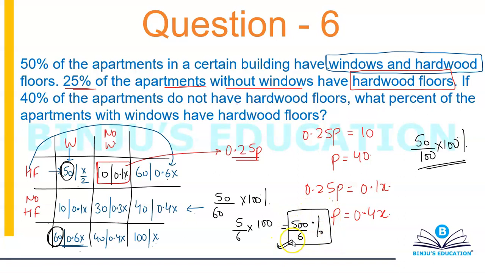That is 500 by 6%, and that's your answer. Okay, now I'm going to give you a small variant of this question. I'm going to change this statement to: 25% of the apartments without windows have no hardwood floors. So instead of hardwood floors, I'm just adding this word no here. Let me know your answer in the comment box for this one.